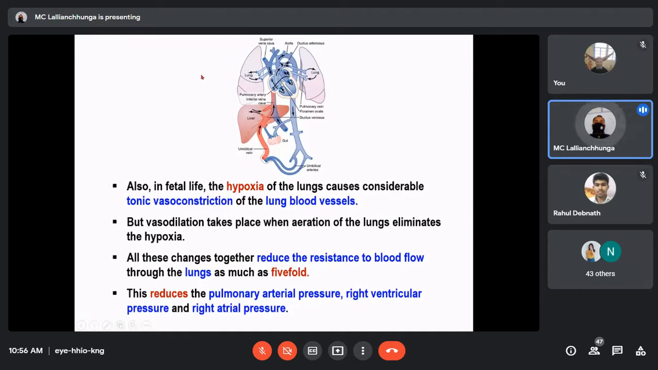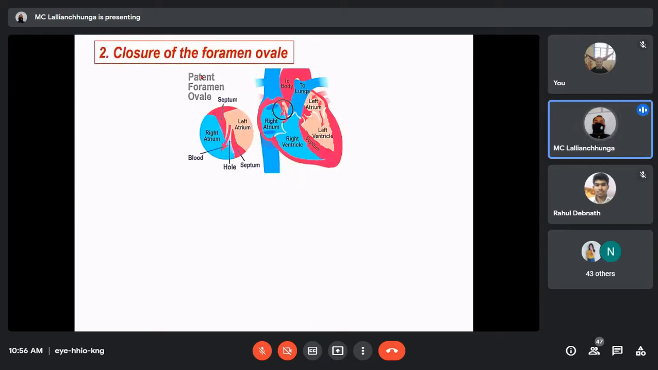So the point is that after birth, the aortic pressure increases, but pulmonary pressure decreases because of expansion of the lungs. That you have to remember. So we have almost finished. Within 5 minutes, we'll finish.